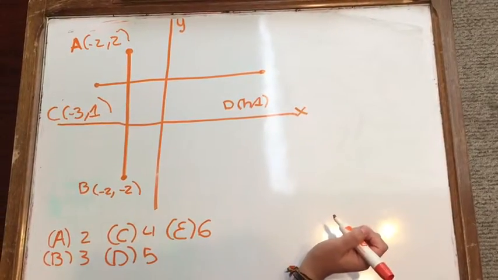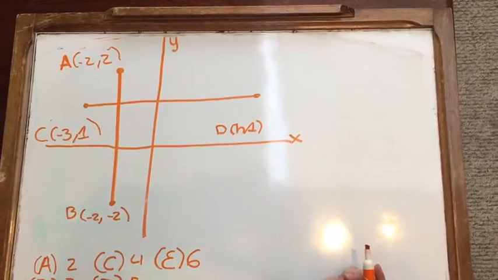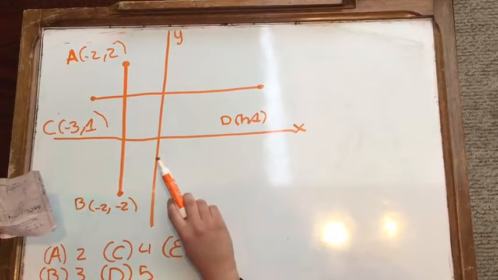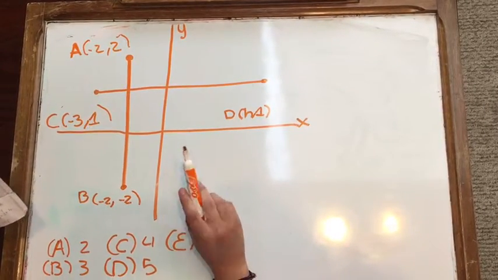Section 5, problem number 6. Here we have a simple problem called the coordinate plane. The question says, in the figure above, the length of CD is twice the length of AB. What is the value of H?